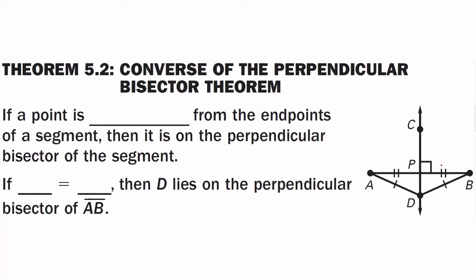Theorem 5.2, Converse of the perpendicular bisector theorem. If a point is equidistant from the endpoints of a segment, then it is on the perpendicular bisector of the segment. If DA is equal to DB, then D lies on the perpendicular bisector of AB. So similar to Theorem 5.1, except in this case we are saying that if we are given that DA is equal to DB and lies on this line, well then this line CD is the perpendicular bisector.